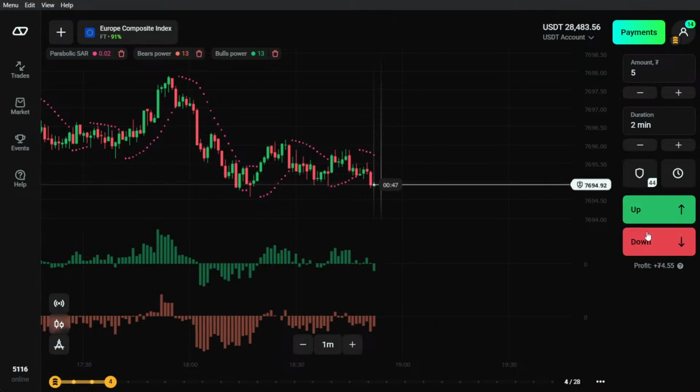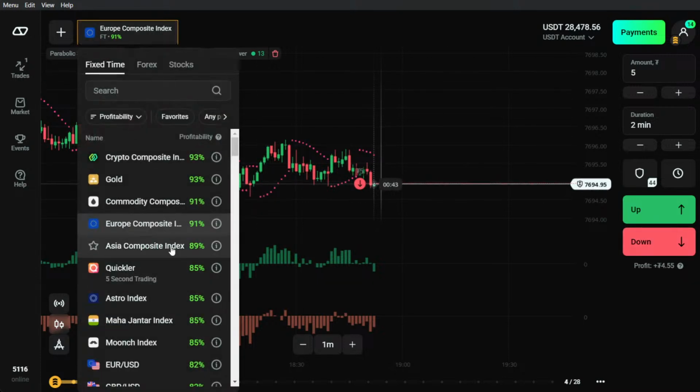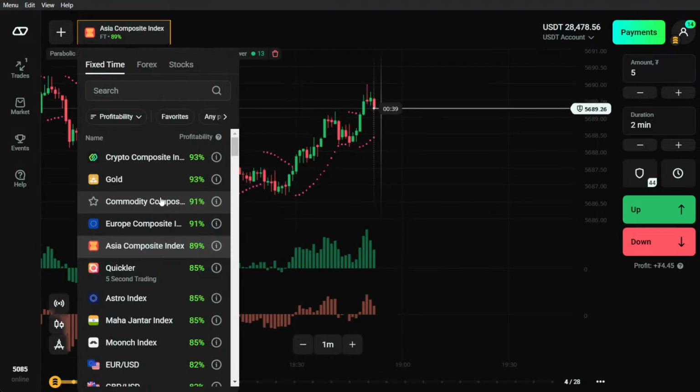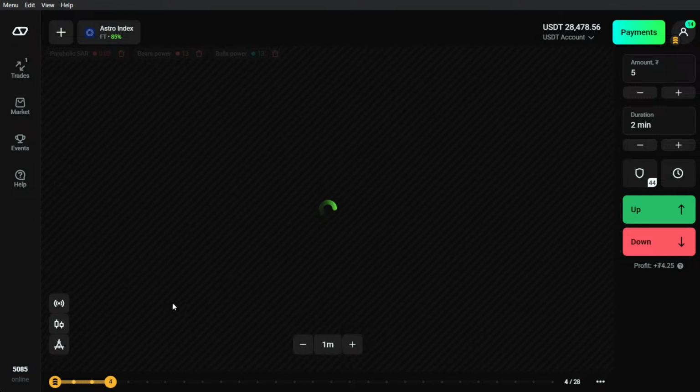Okay, we see a signal here. I've made a down trade over here. Let's see how this one goes again. But euro is fluctuating, I noticed that, but it's fine. We still have to make a trade, right?